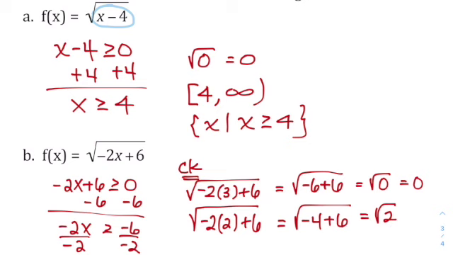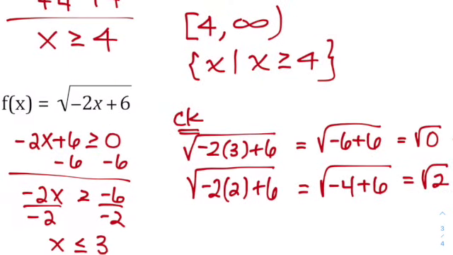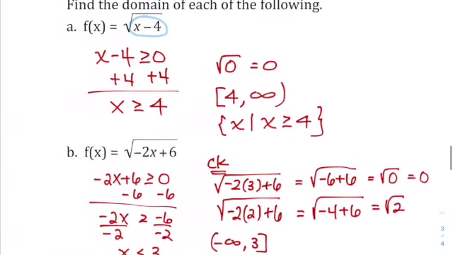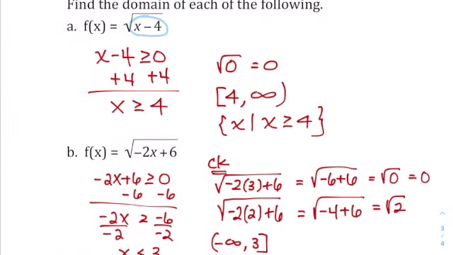So therefore, the answer for this problem is that your domain is going to be negative infinity to 3 bracket. Or in set notation, x is less than or equal to 3. And those are your answers for letter B. And then, yes, you can check it. You don't have to check it. But as long as you understand, anything under the square root has to be greater than or equal to 0 to get your domain.